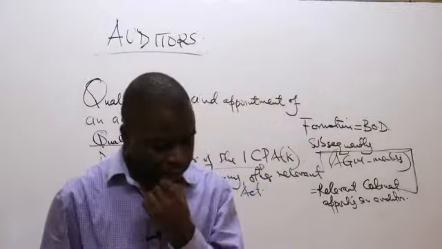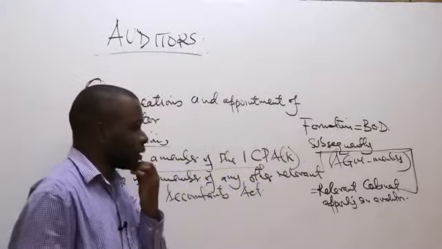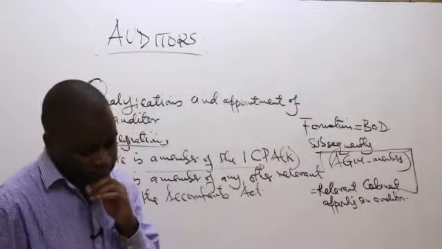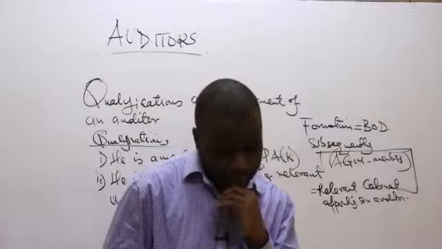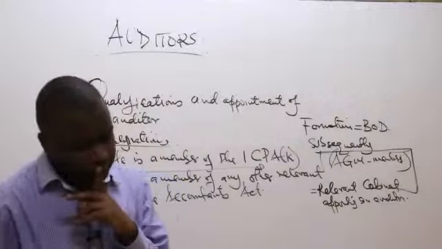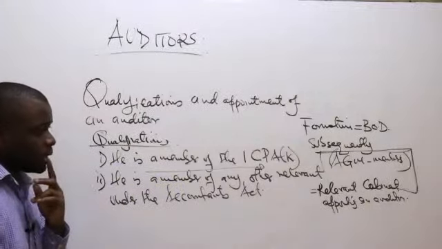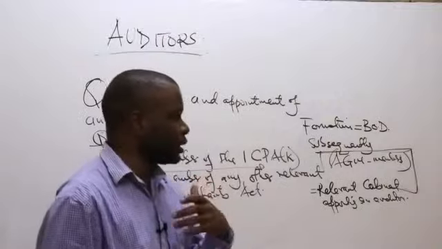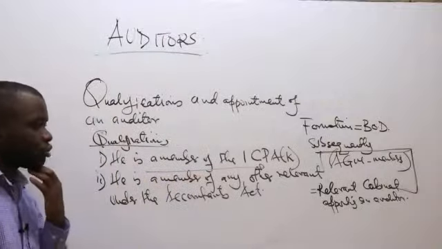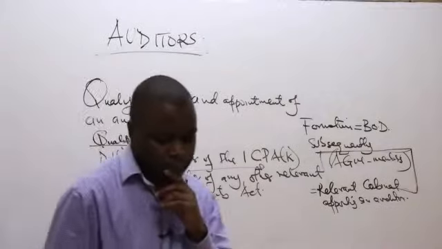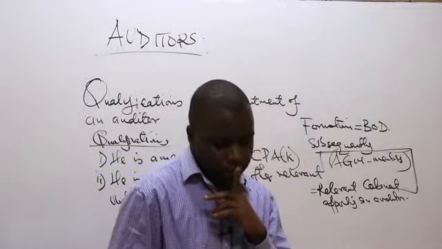Then the last one we can talk about is if his term of service has come to an end. I think there are certain requirements that you shouldn't continuously be an auditor for the same client for a particular number of years. So if his term of service has come to an end, then of course he won't be reappointed.